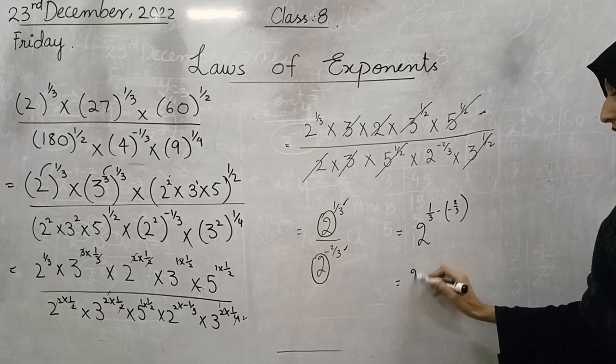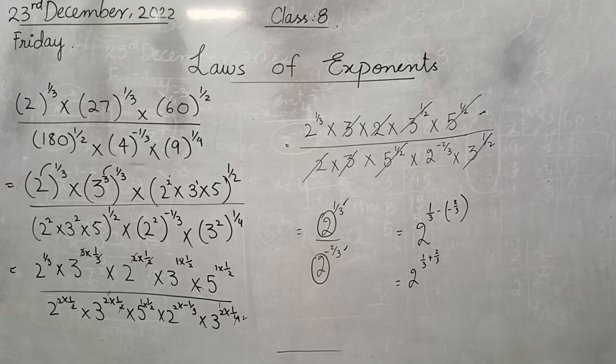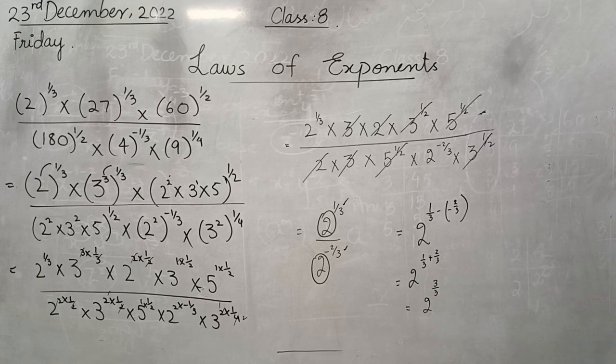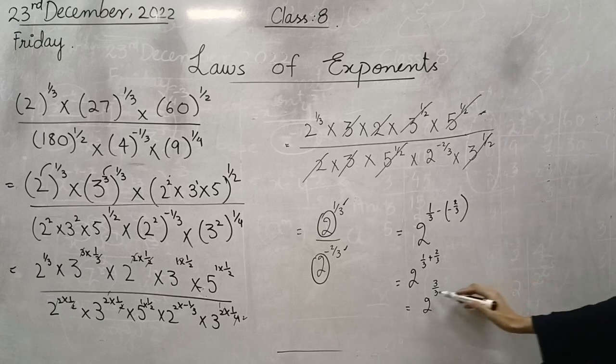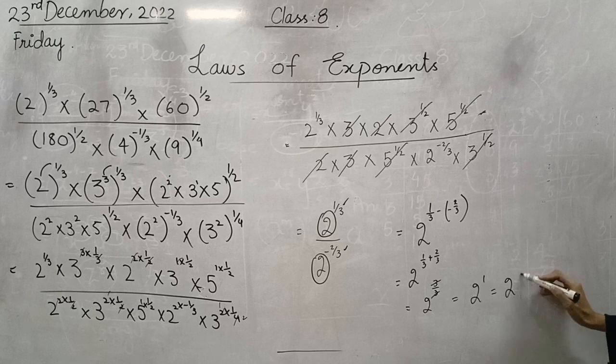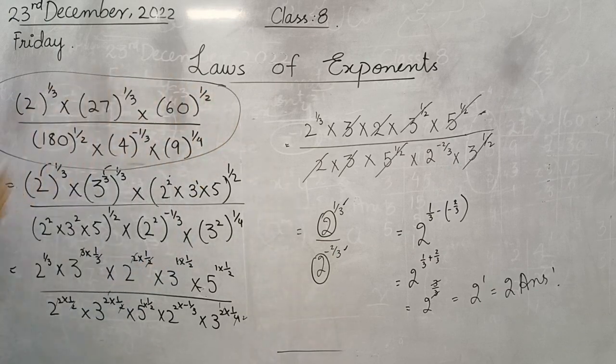This will equal 2 raised to power 1 by 3 plus 2 by 3. The denominators are same, so we will simply add: 2 raised to power 3 by 3. After simplification, this is 2 raised to power 1, which is equal to 2. So you can see how complicated is the question and the answer is simple too.